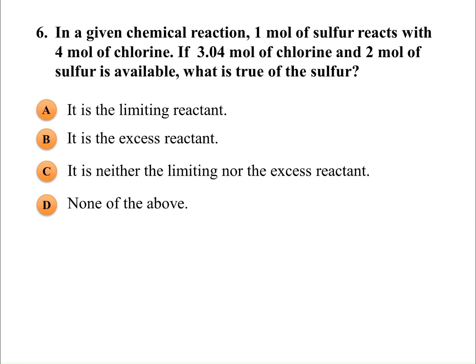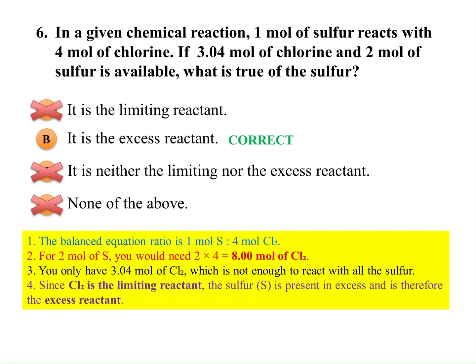In a given chemical reaction, 1 mole of sulfur reacts with 4 mole of chlorine. If 3.04 mole of chlorine and 2 mole of sulfur is available, what is true of the sulfur? The correct answer is B.